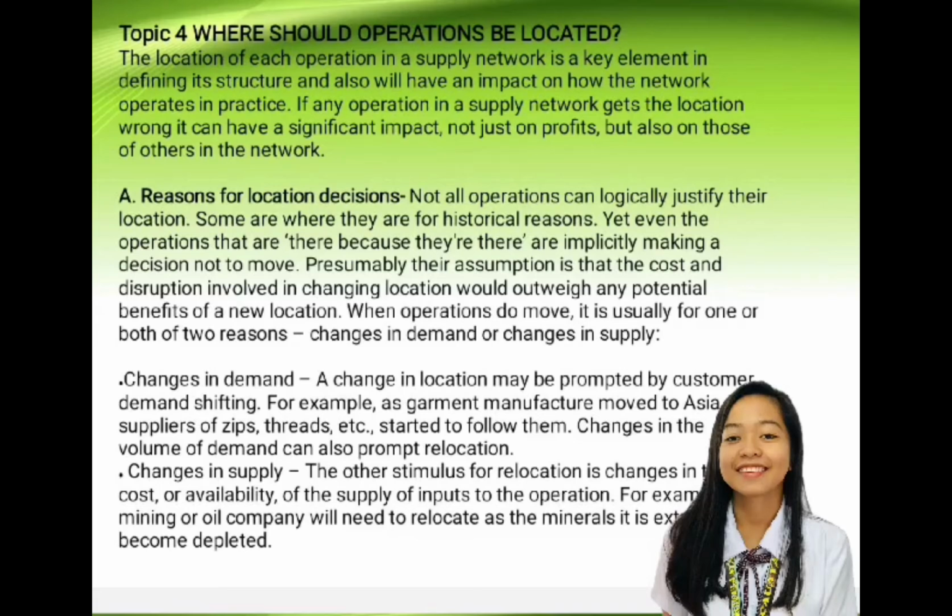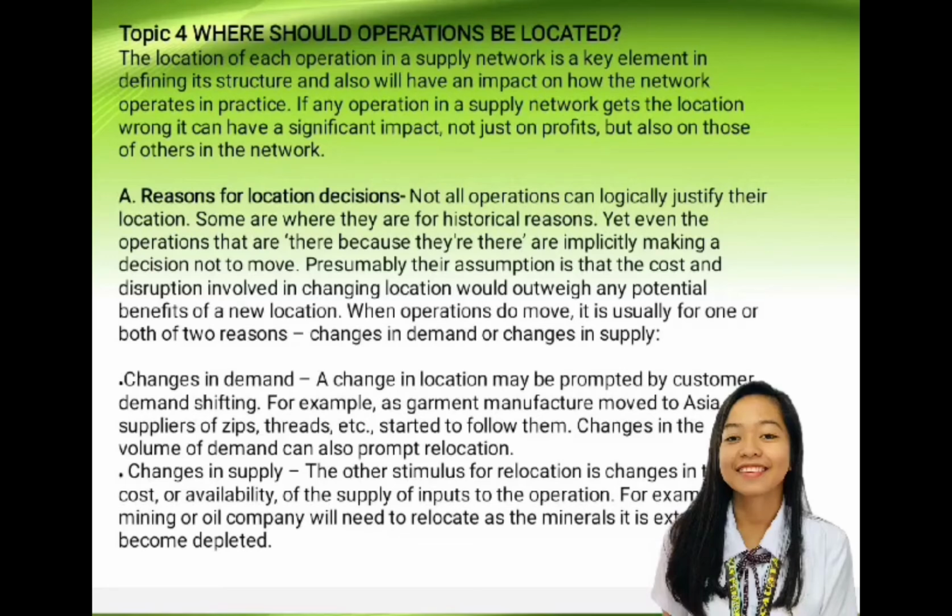Hindi naman naglilipat ng isang business for no specific reason, right? So, maybe kaya lumipat ang manufacturer ng garment kasi mas mataas ang demand sa Asia. We all know that Asia is into fashion. So, dyan na papasok yung reason for location, which is the changes in demand.